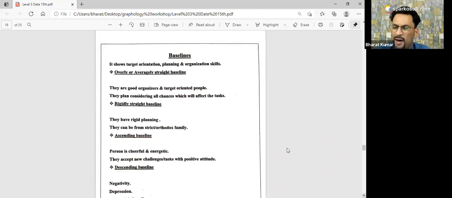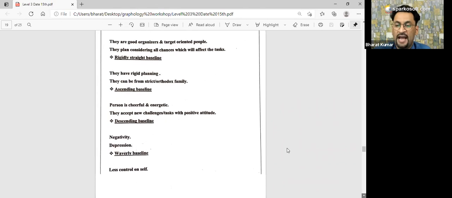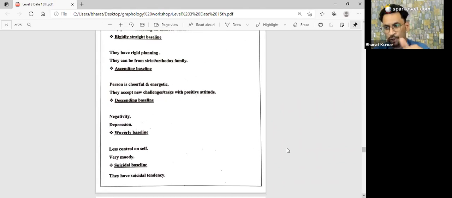Baseline: overly or averagely straight baseline, good organizer, target oriented people. A strict straight line, strictly they have straight line, they have rigid planning, they can be from strict to orthodox family. Ascending baseline, I told you giving 3 example of ABCD, they accept new challenges and cheerful energetic people.